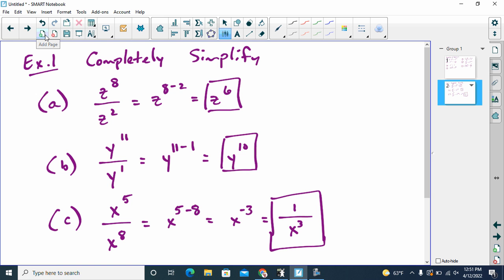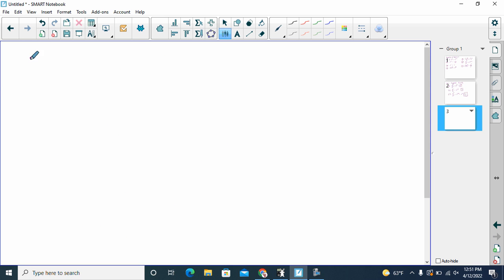As always, if I'm going too fast, feel free to pause the video, let everybody get caught up. Example 2, same directions. Completely simplify each of these expressions.